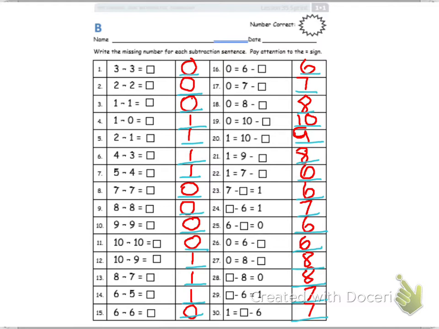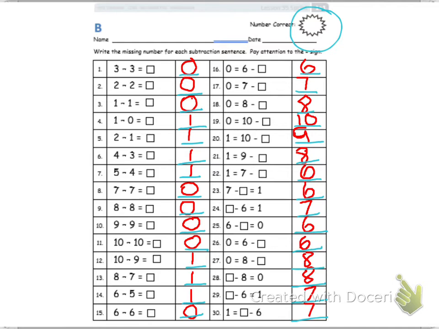Alrighty, guys. I want you to write how many you got correct at the top. I want you to give me a thumbs up if you got more this time than last time, if you beat your score. Awesome job, guys. Let's give the ones that beat their score a round of applause.